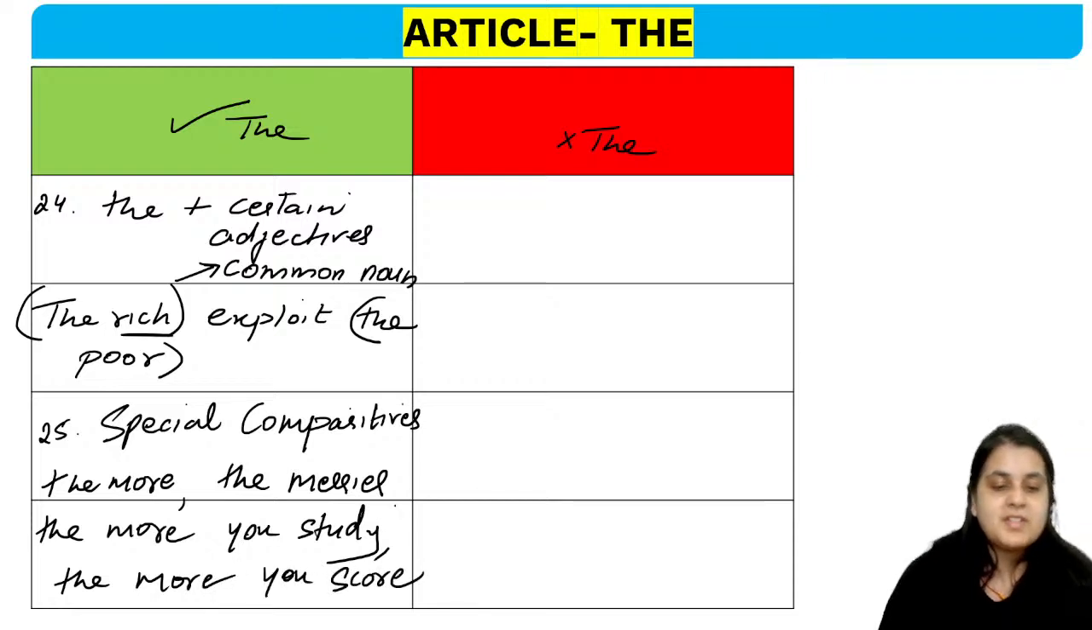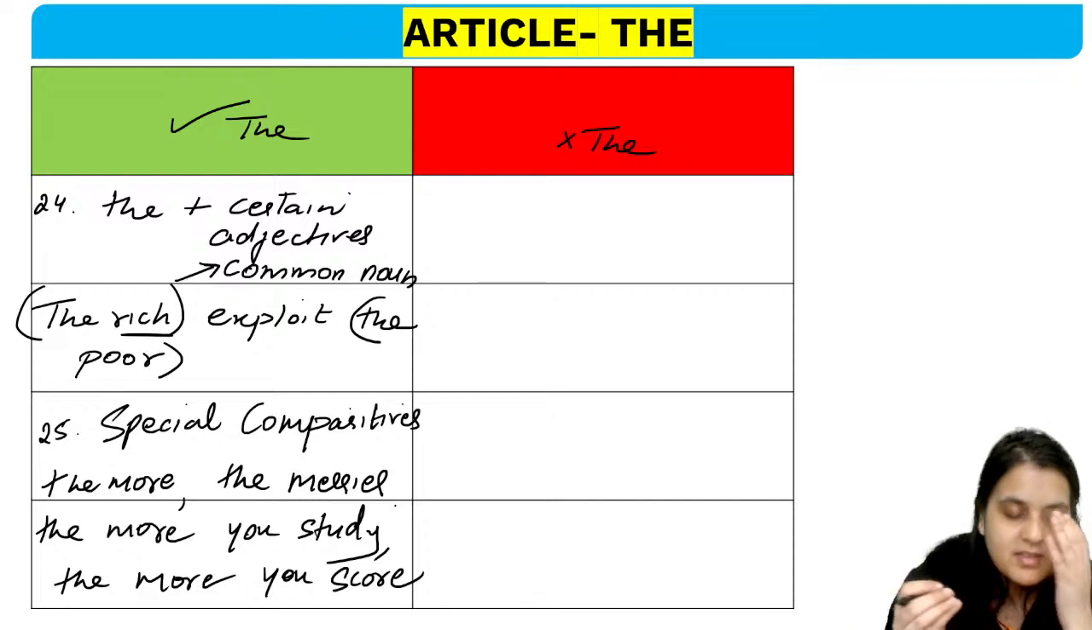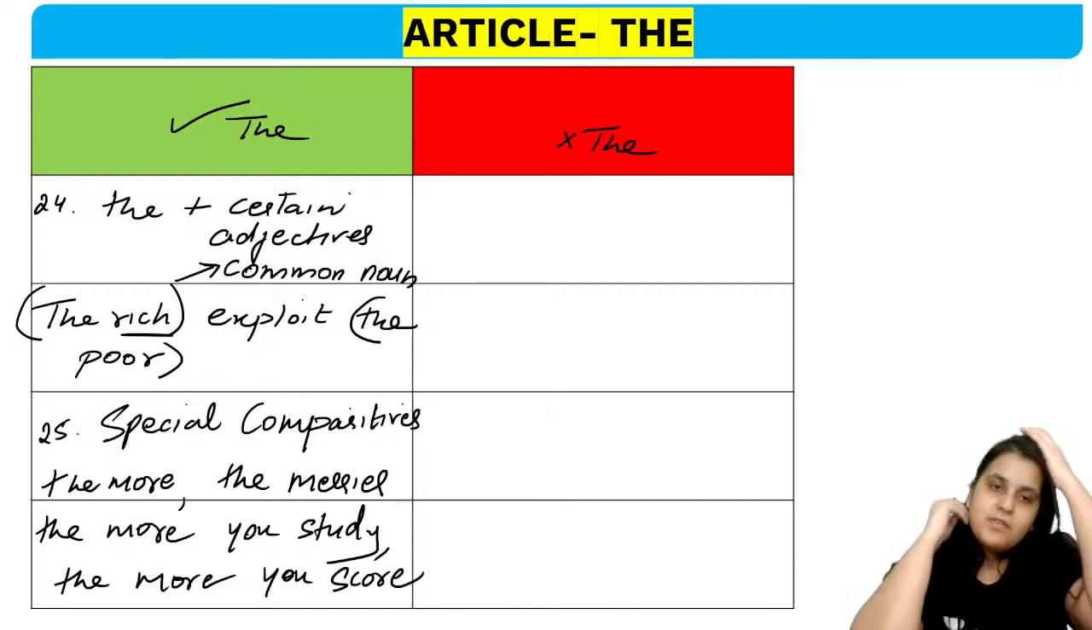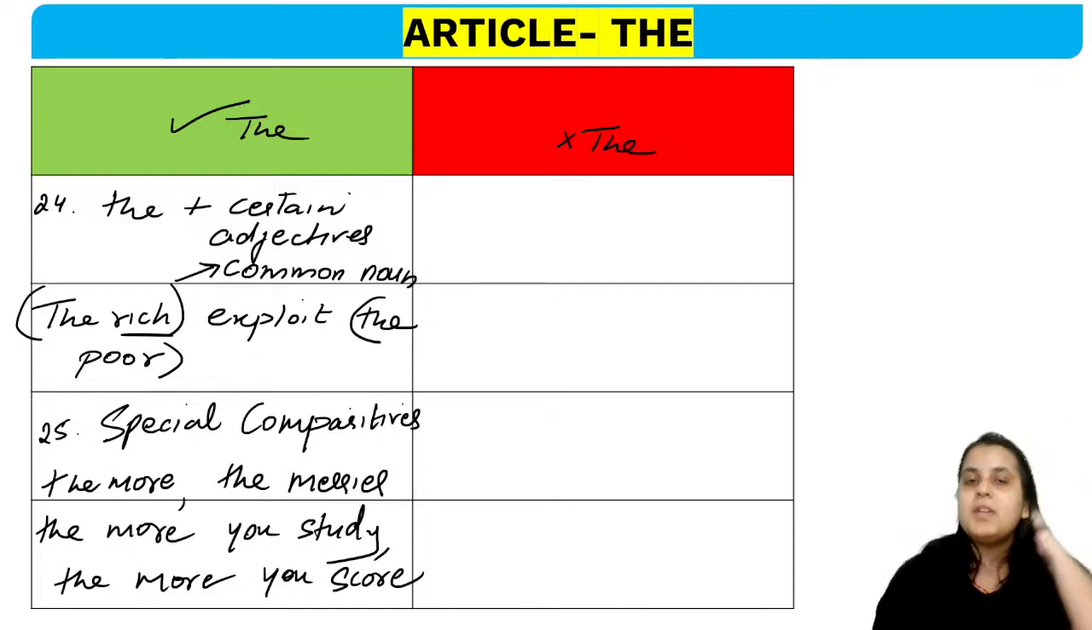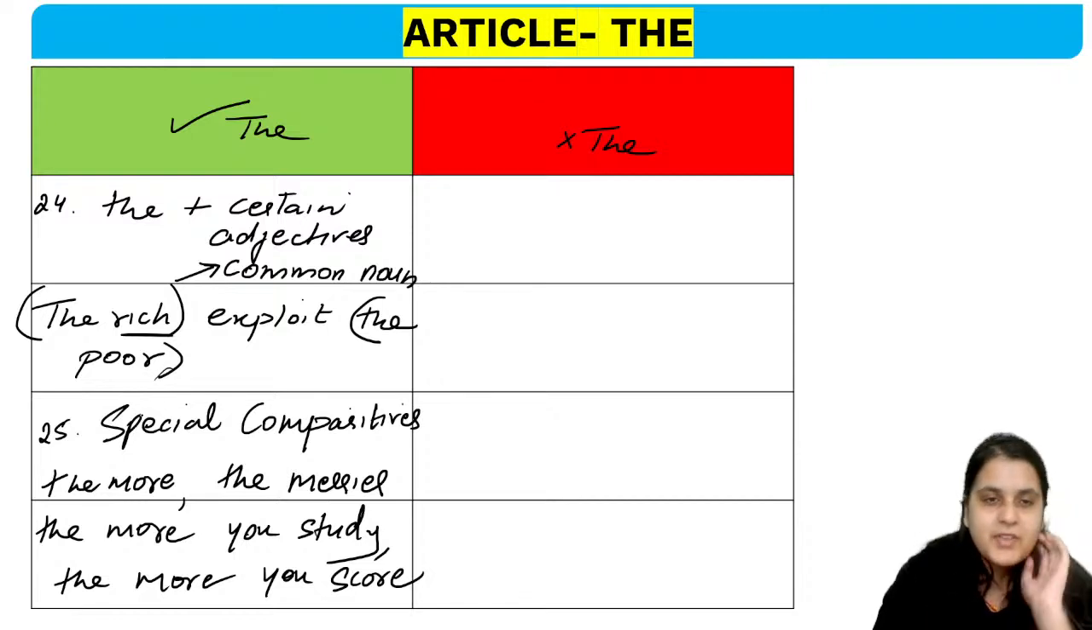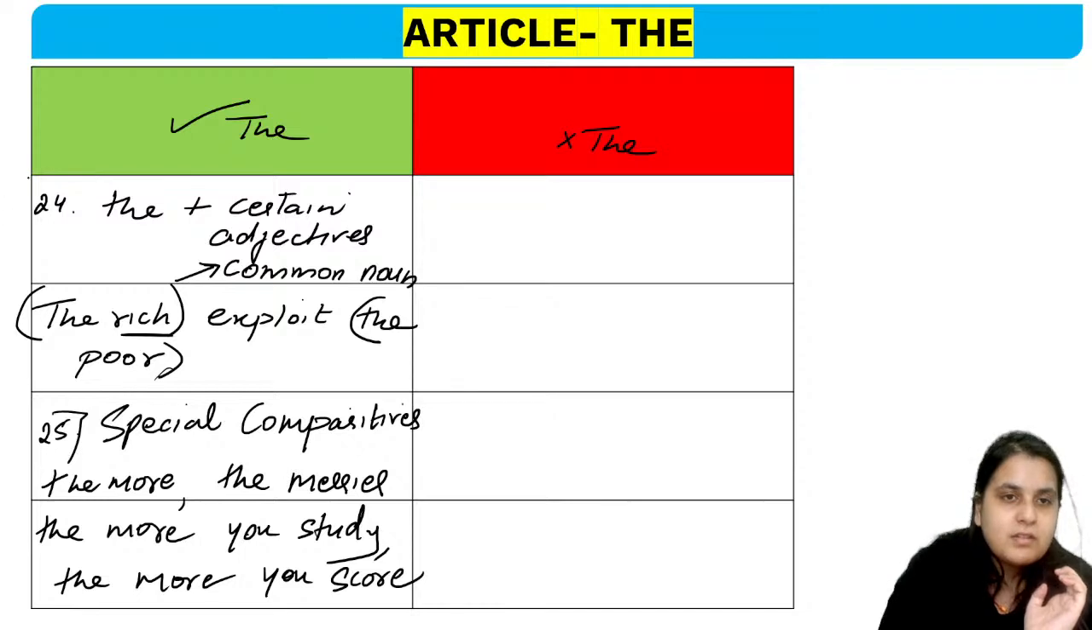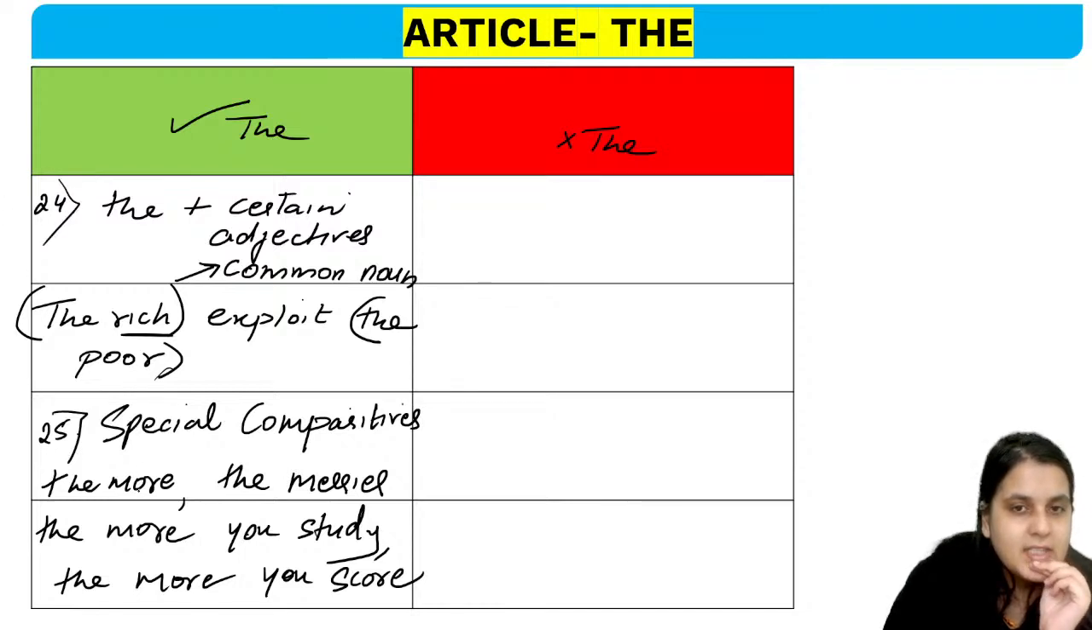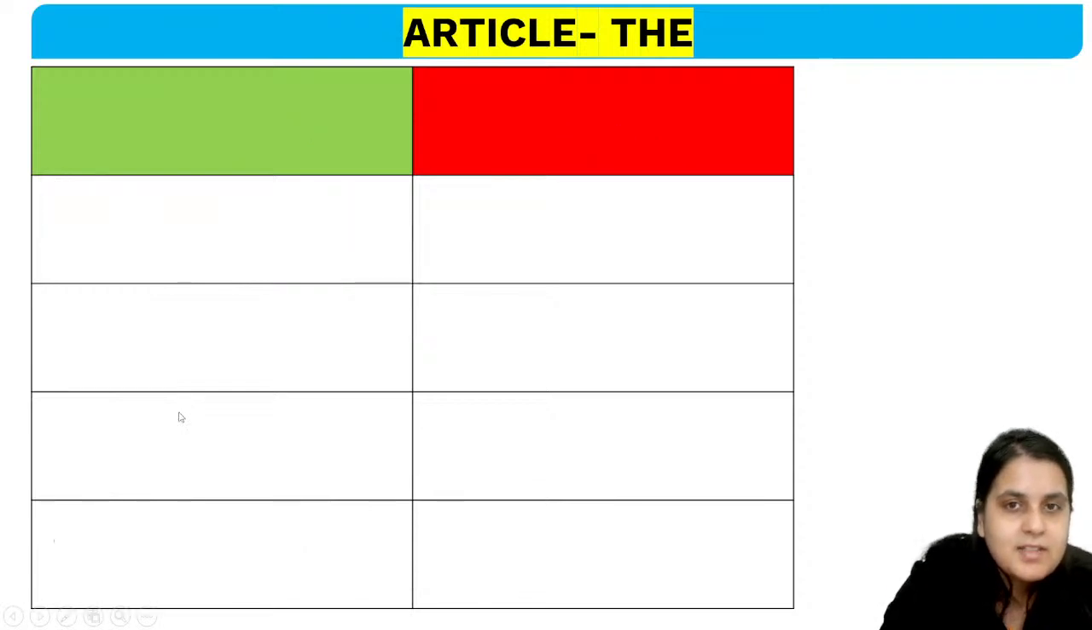Okay, when you're referring to successive increases or decreases, this is a specific sentence type where we use the. For example, the more the merrier, the more you study, the more you score, the more you earn, the more you spend. So these are certain specific cases where we use the. Got it? Did all of you understand this? Yes? Okay, next one. Last couple of them guys, come on.